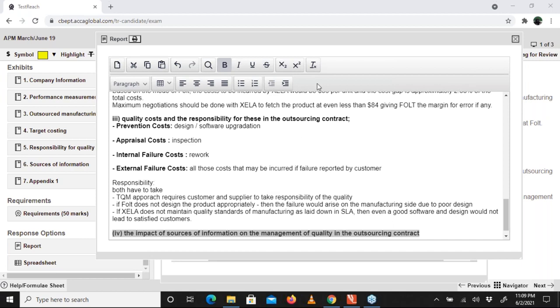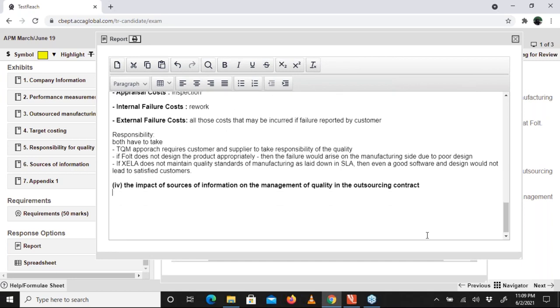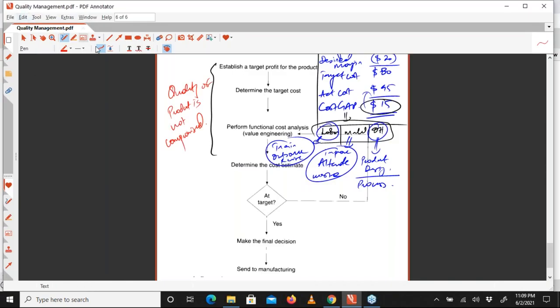Okay, now let me guide you with respect to this. It's a very vague requirement, and one of those requirements which you might not do properly in the examination. He's saying impact of the sources of information on the management of quality in the outsourcing contract. Now, just think about it. I'm just going to open some of my workings for you just to give you a bit of an idea.